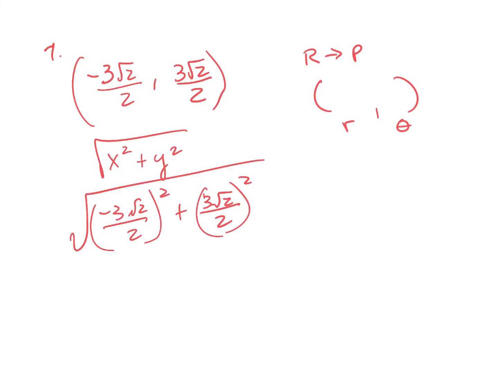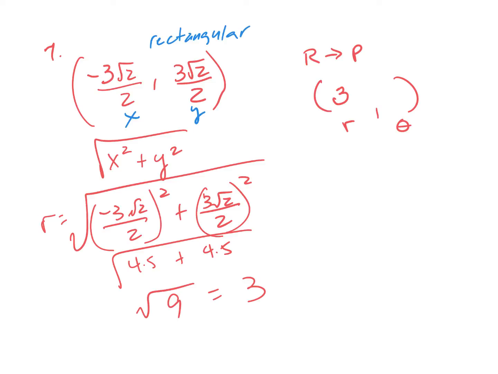that. So -3 squared, that's 9 times 2 divided by 4. 18 divided by 4 plus 18 divided by 4, which is 36 divided by 4, right? And the square root of that would be 6/2. So the square root of 9 is 3, which is what r is.